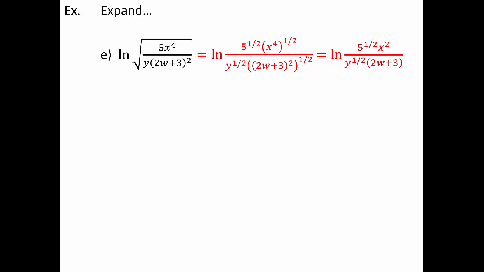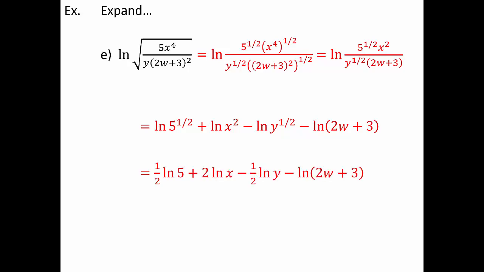So when I expand it, I'm going to break it into 4 separate logarithms. 5, x, y, and 2w plus 3 each represent their own logarithms. And then any of the exponents come to the front. Take one quick more extra look. Is there anything else I can simplify? Doesn't look like it. Final answer.